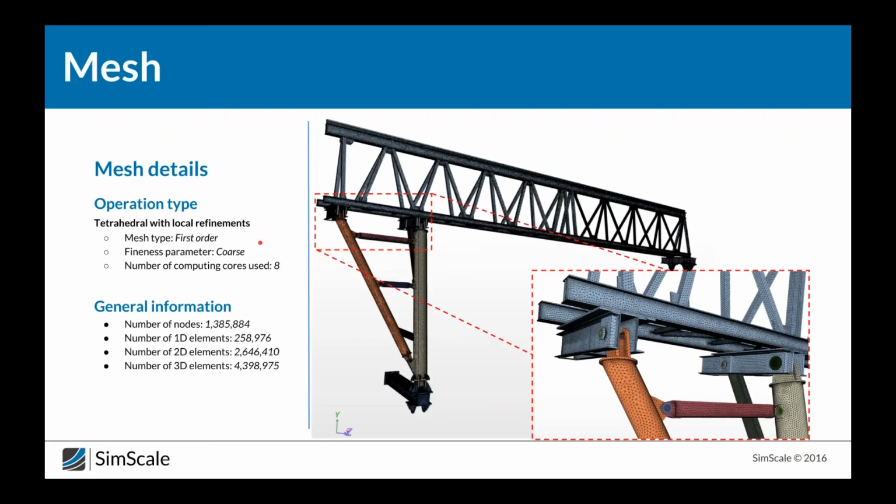So once the geometry preparation is done, then obviously upload it to SimScale and do the meshing. So I've used the first order mesh set to coarse and on an 8-core machine, and after running that, it turns out to be about 1.4 million nodes and about 4.5 million 3D elements, and you can sort of, from these pictures, get an idea of it's quite a nice mesh.